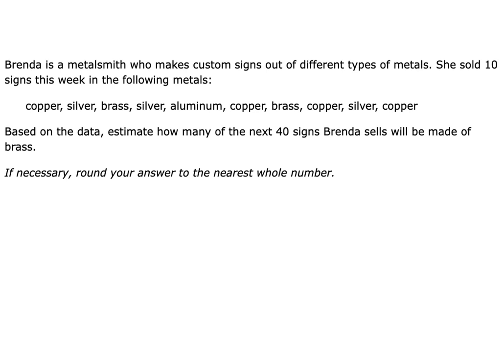So first thing we need to do is find the experimental probability of brass. So of our 10 signs, 2 in our list are brass. So 2 out of 10. I'm going to change that into a decimal for ease of typing things on the calculator that I have, and that's 0.2 or 2/10. I am then going to take 0.2 and multiply it by 40.